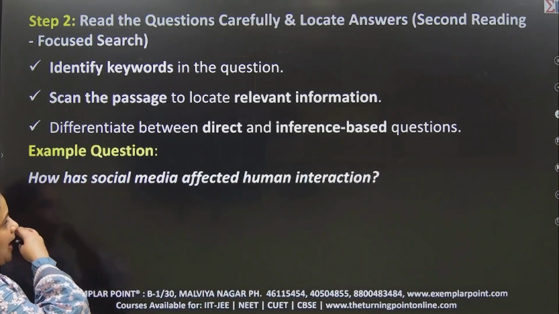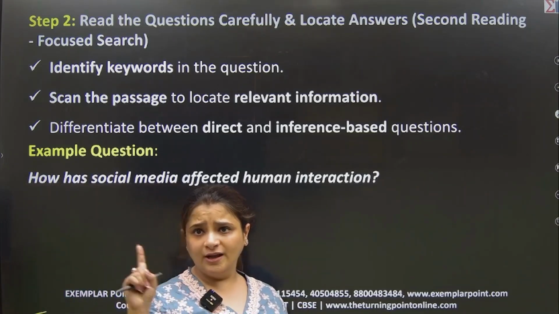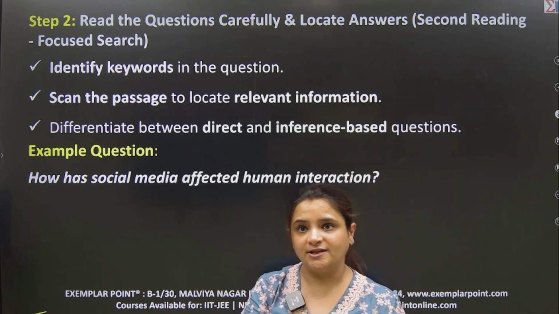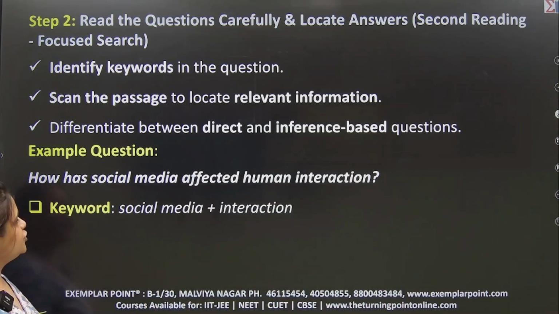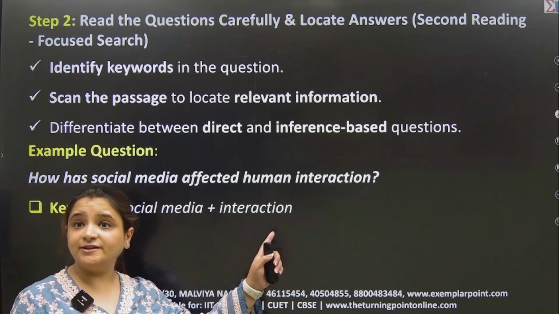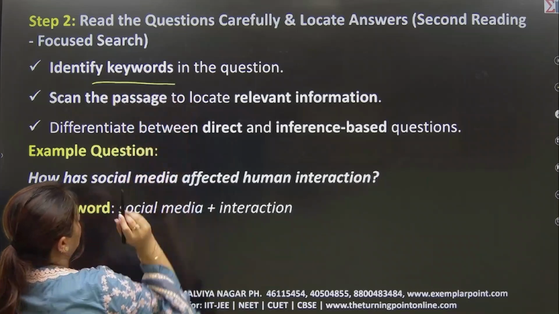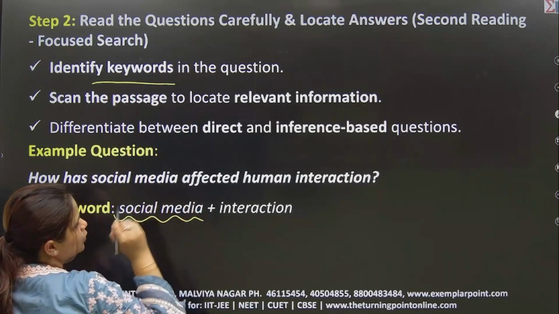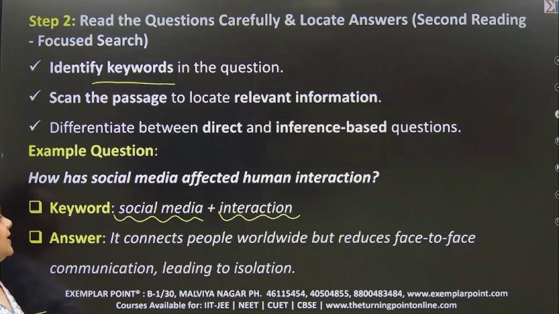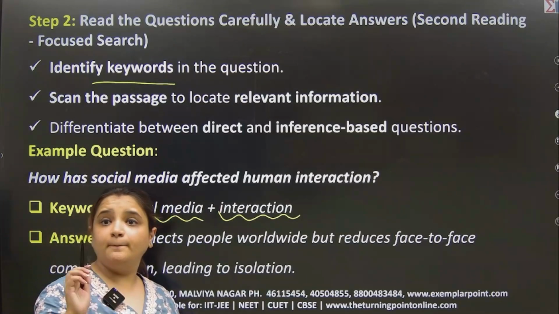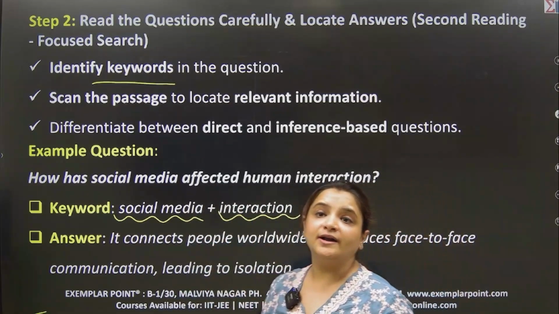Example question. How has social media affected human interaction? Remember social media, we just talked about it on the previous slide. Let us see how we need to answer this question. When it comes to the keywords, we have social media and interaction. Remember, I told you we need to identify the keywords. The keywords are, of course, social media and interaction. Answer: It connects people worldwide but reduces face-to-face communication, leading to isolation.